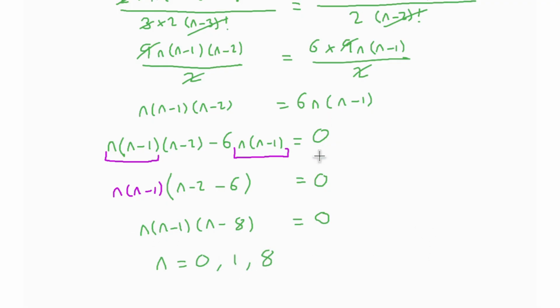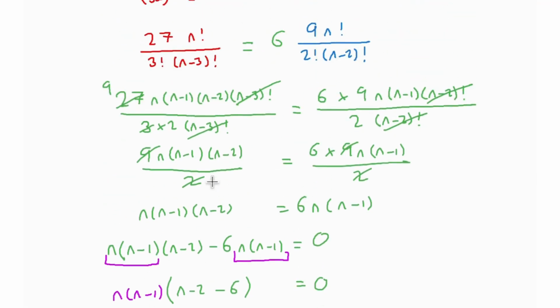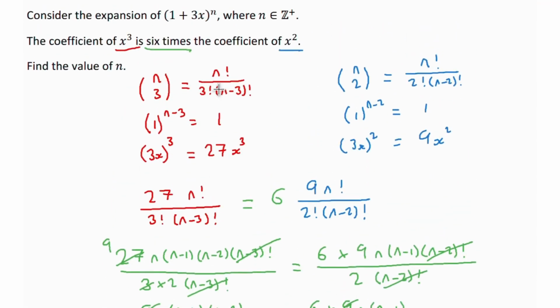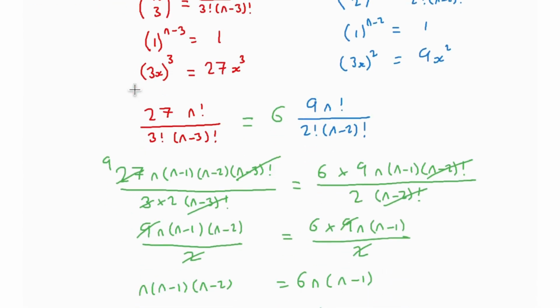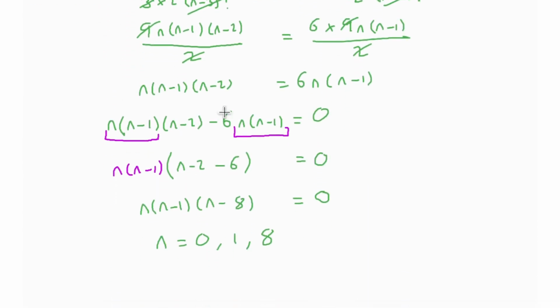But thinking of the original problem, because it was (1 + 3x) to the power of n, if n was 0, then this wouldn't have an x cubed term. If n was 1, it also wouldn't have an x cubed term. So it can't be 0 or 1. Essentially what it's saying in those cases is that this coefficient is 0 and this coefficient is 0, and then this is technically true, but that's not a valid expansion really. So actually the answer is the one value of 8.